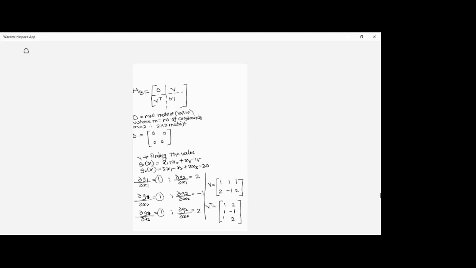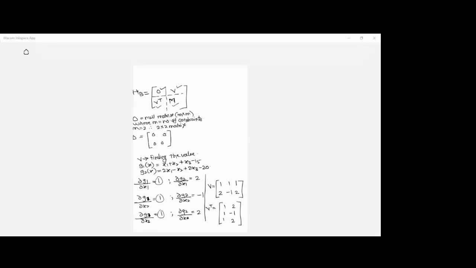So we have found the O value, the V value, the V transpose value, and then the value of M, right? Is there any doubt up till now? Can you put in the chat box that you have understood how we found the null matrix, V matrix, and V transpose matrix? Everyone put in the chat box if you have understood this or not.